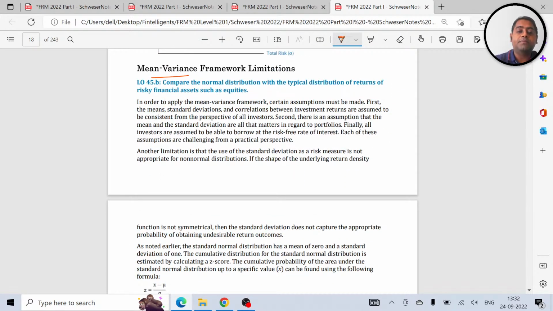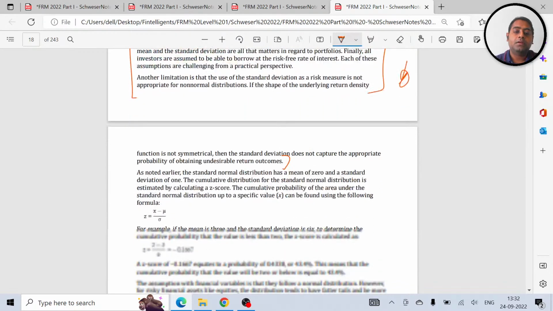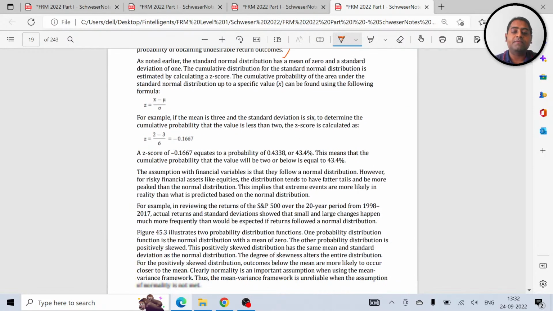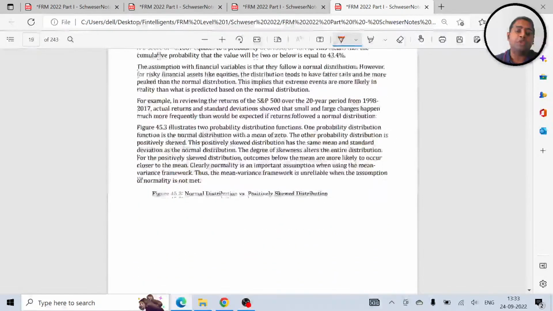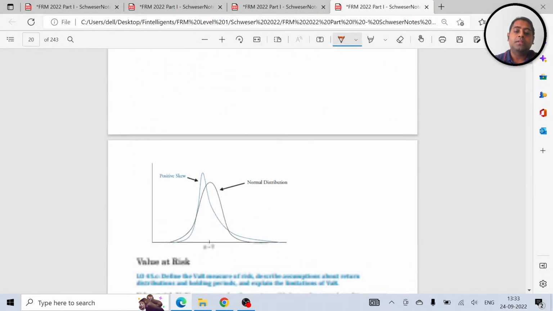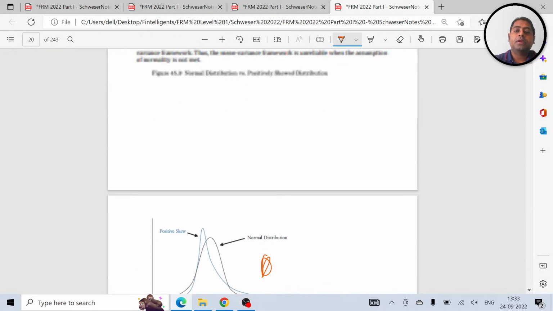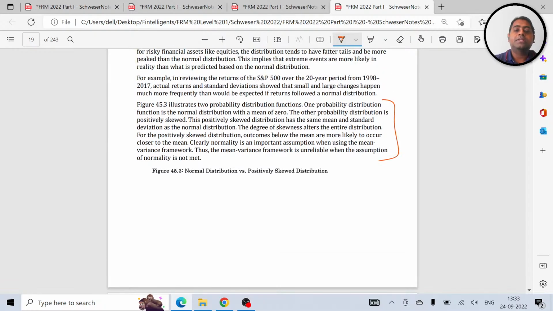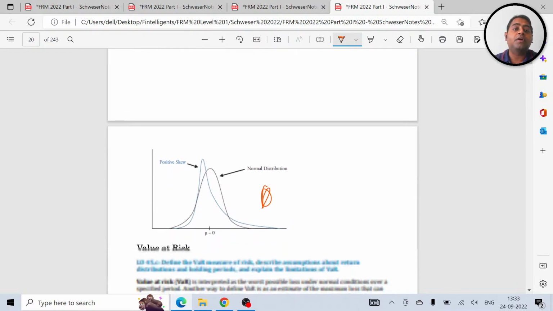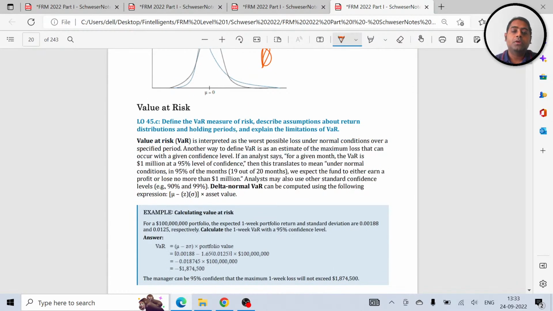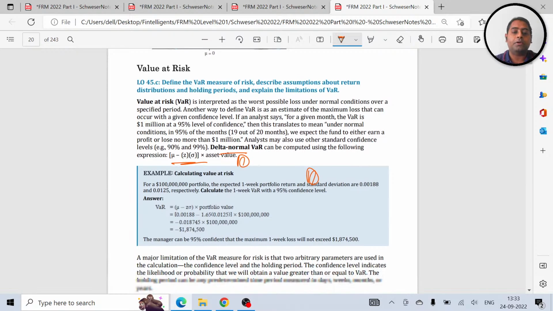What is the problem with the mean variance framework? These limitations are very important. Mark this as star. Why we are not using the mean variance framework as effectively as ideally we should be. This diagram and this logic is important. Why having a skewed distribution can be problematic if you have assumed a normal distribution. The basic formula for VAR calculation and this sum, very important. Delta normal VAR, very important.